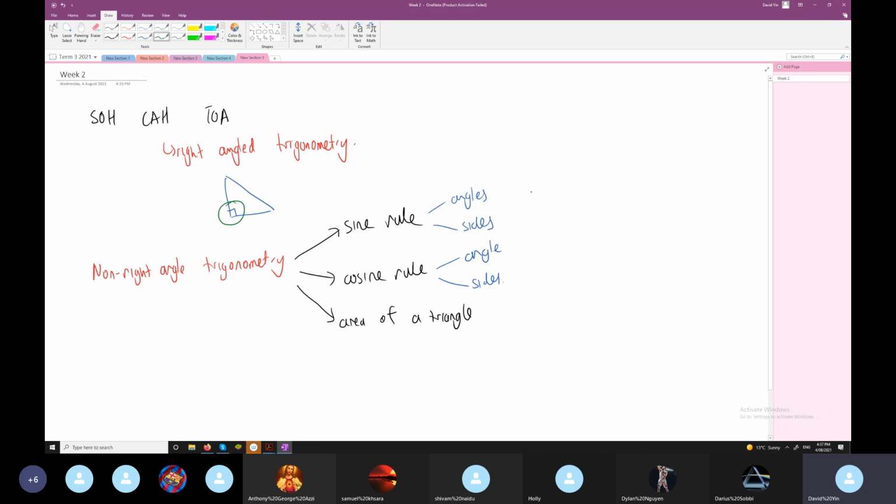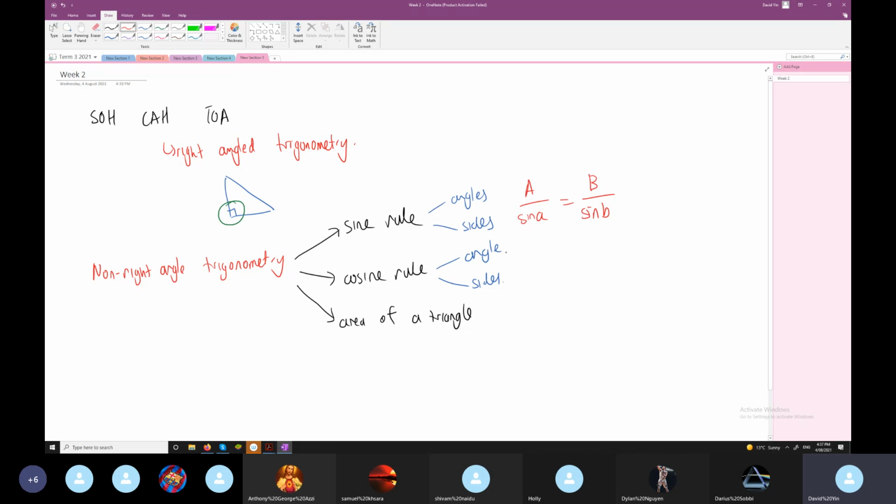Now, the sine rule is given by this formula here, so I'm going to write it down. Let me write this properly. It should be more like this: A over sine A equals B over sine B. It's pretty easy, you've got capital A over sine A, capital B over sine B. Very straightforward to remember.